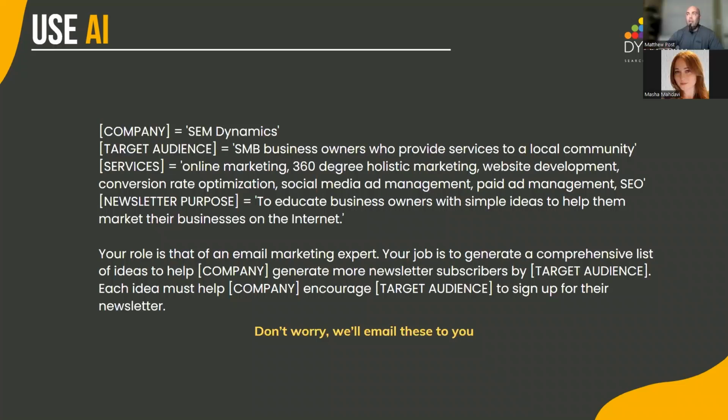Then we go into the actual prompt. We're going to use the framework of role, job, or job role, however you want to articulate this. And then we're going to give some rules. So your role is that of an email marketing expert. Your job is to generate a comprehensive list of ideas to help company, there's that variable again, generate more newsletter subscribers by the target audience. Each idea must help the company and encourage the target audience to sign up for newsletters. When you put this in, you're going to get roughly 15 different ideas that are specific to your company. They're going to help your target audience. That's going to serve the purpose of your communication. So use this prompt. We'll mail it to you later on.